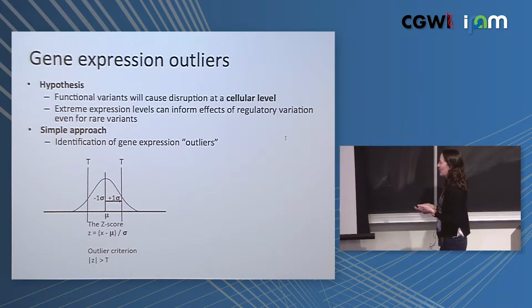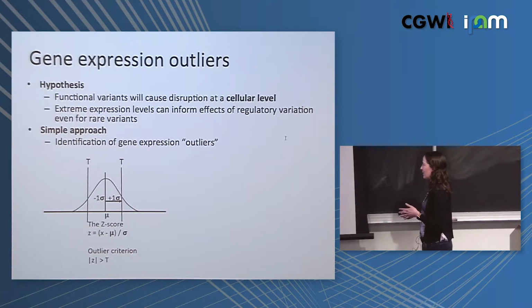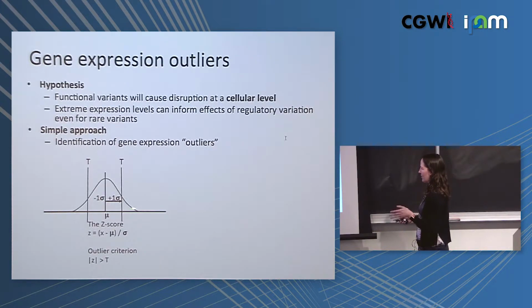So the simplest approach that we're going to start with is just identifying who are gene expression outliers. So this is for a given gene, one gene at a time. We could take a population of individuals and look at just the distribution of expression levels that those individuals show. And then for any given person, if we get RNA-seq or gene expression measurements, we can assess whether or not that person is an outlier just using a z-score.